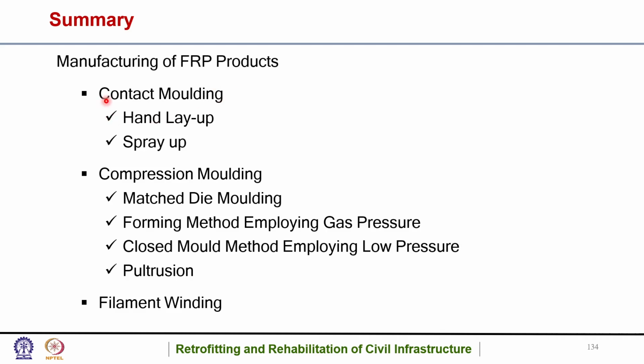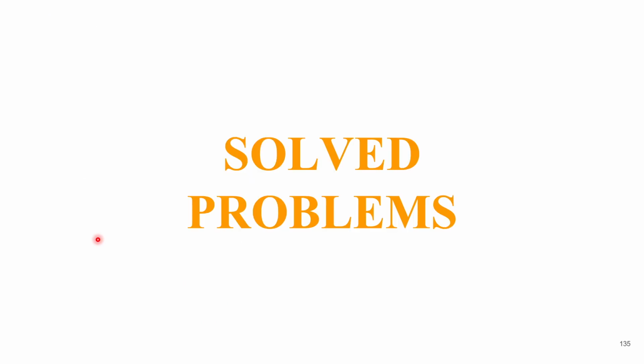So there we studied the three basic types: contact molding, compression molding, and filament winding. In contact molding we also studied hand layup and spray up. In compression molding we studied match die molding, forming method employing gas pressure, closed mold method employing low pressure, and pultrusion. Okay, and filament winding also we studied. With this we come to the end of the lecture's discussion.